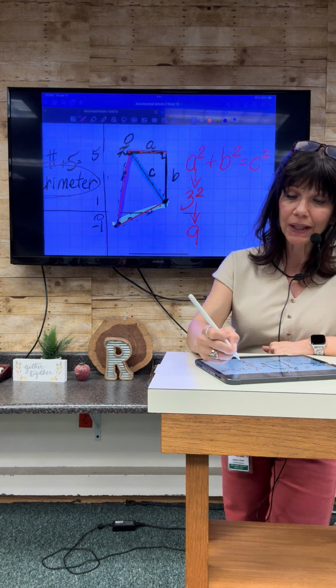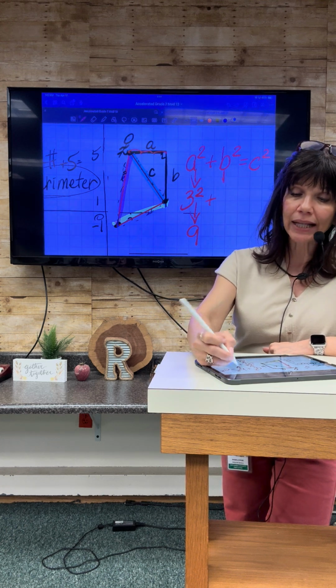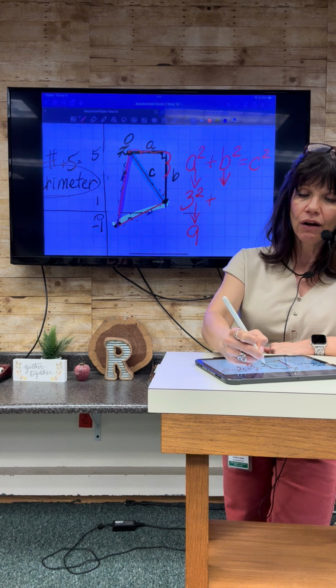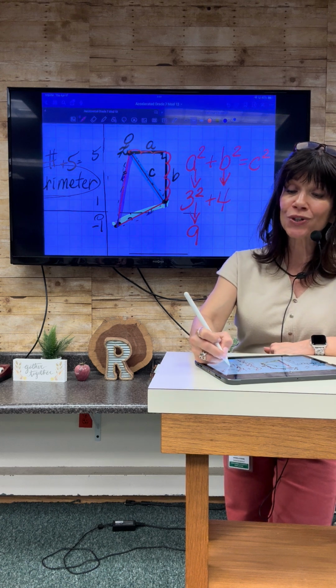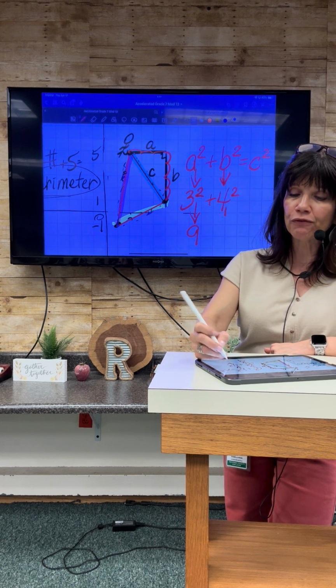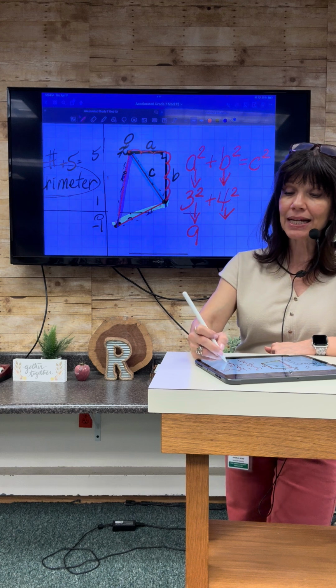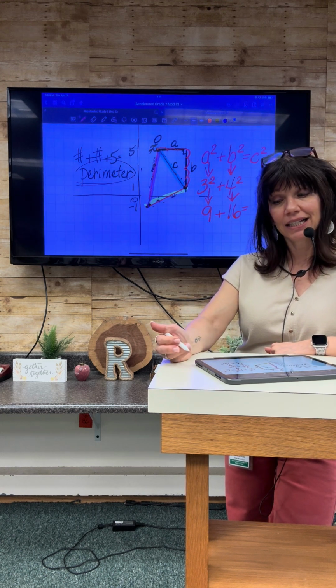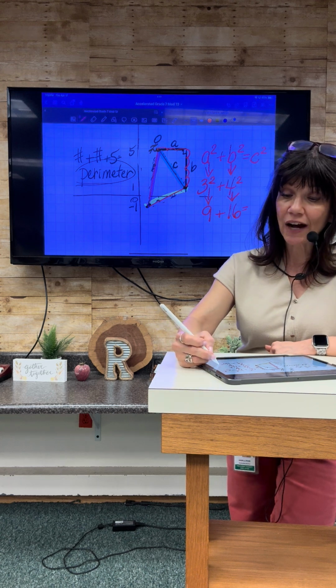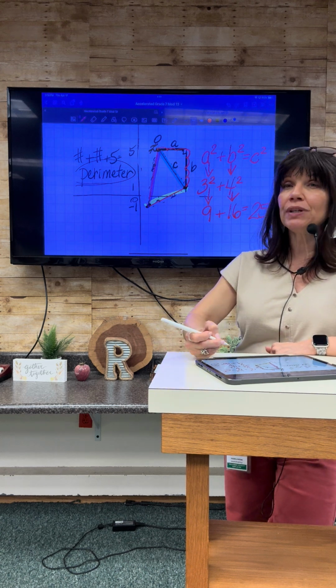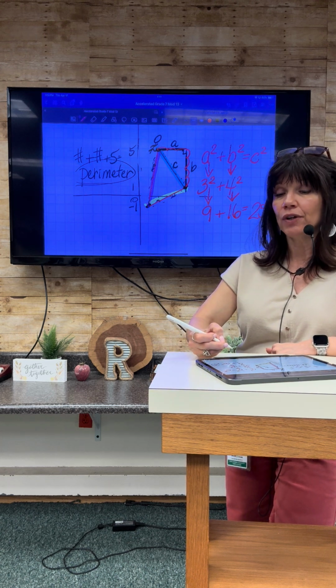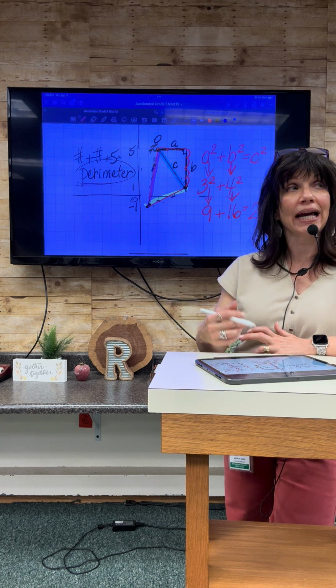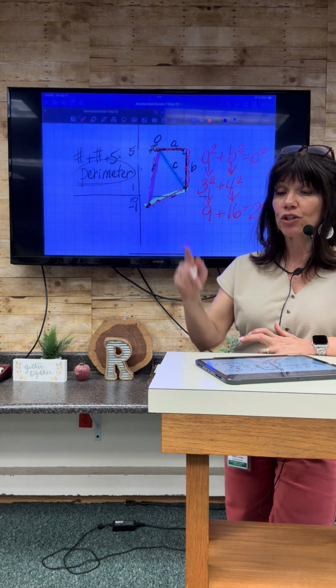All right. Plus, what is my length for B? 4. So I'm going to write 4 squared. What is the value of 4 squared? 16. So let's math. What is 9 plus 16? 25. And what do you need to do to that 25 so it goes back to being the length of that side? Square root it.